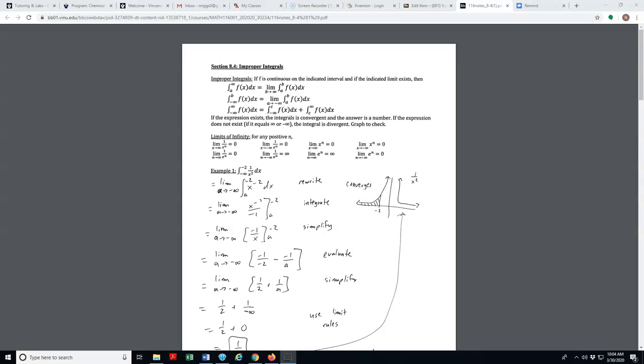Section 8.4 is improper integrals. This is why we had to learn how to evaluate definite integrals by hand, because these are things we will not be able to integrate on our calculator.